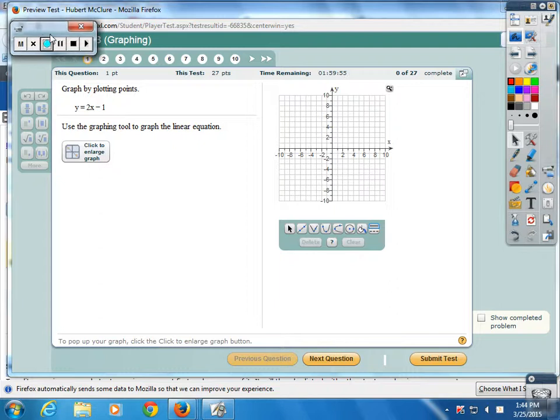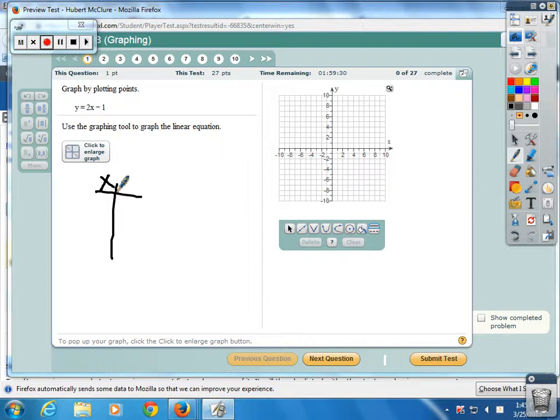Graph by plotting points. Alright, which one of your methods tells you to graph by plotting points? Method 1, method 2, or method 3? Method 1. So you have to do this one by method 1. So, you draw your handy dandy chart. Is it a fraction? No. So it's going to be -2, -1, 0, 1, and 2. What's -2 times 2? -4, Hubert. That's right, class. What's -4 minus 1? -5. So the first point is -5. What's -1 times 2? -2 minus 1? 0 minus 1.